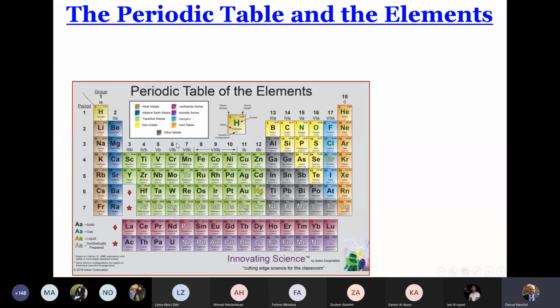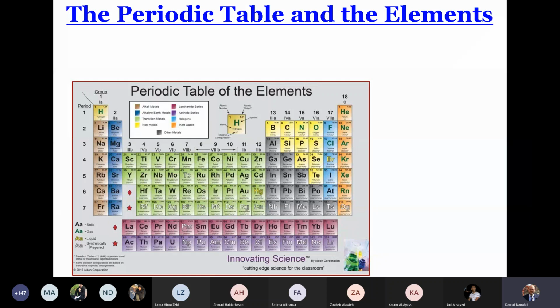And we have block d. The electronic configuration ends with d. And we have block f. The electronic configuration ends with f. We have 3 types of elements. We have metals, we have non-metals, and we have metalloids, which are between the metals and non-metals.